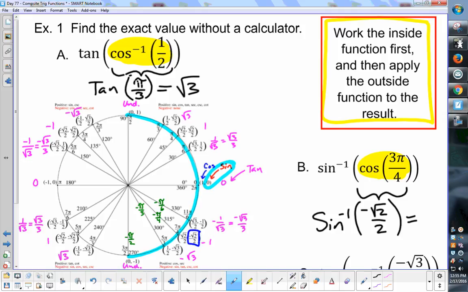And the angle measure that goes with it, instead of using 7π/4, my restrictions are it has to be between π/2 and negative π/2. I'm going to use the negative equivalent. So my answer here is negative π/4.